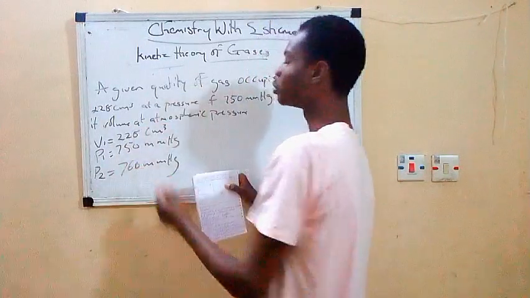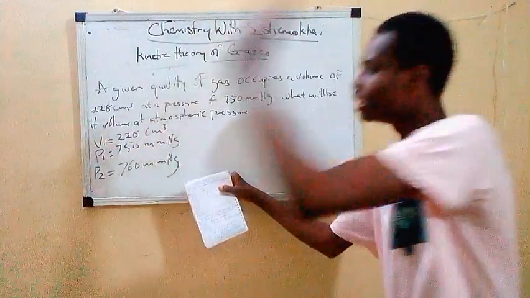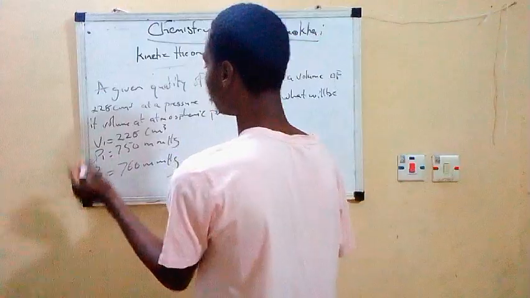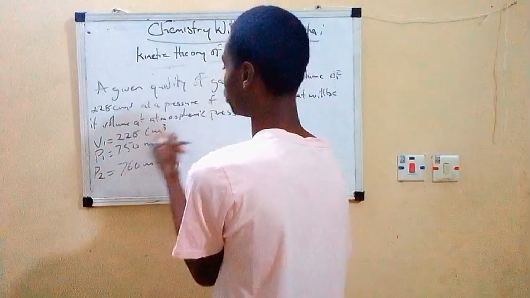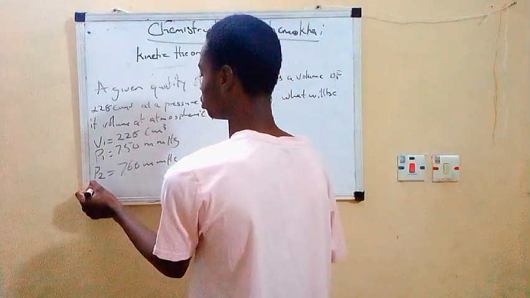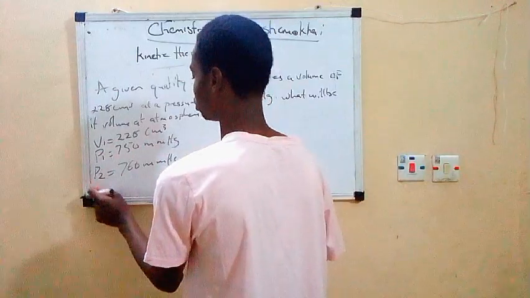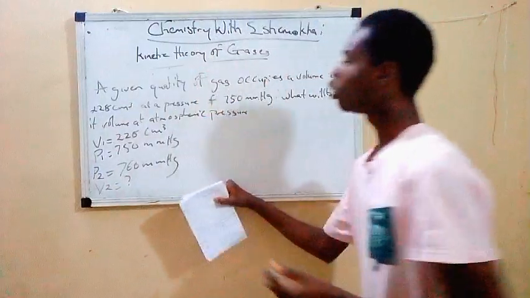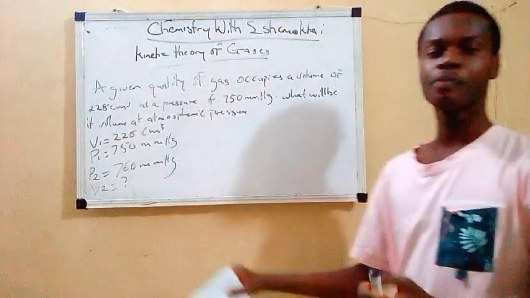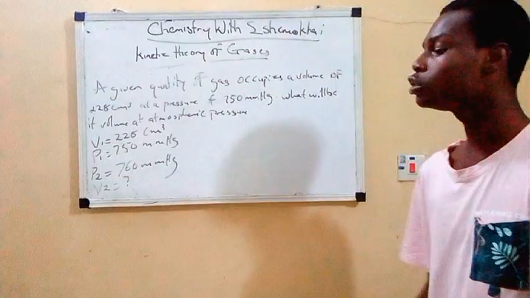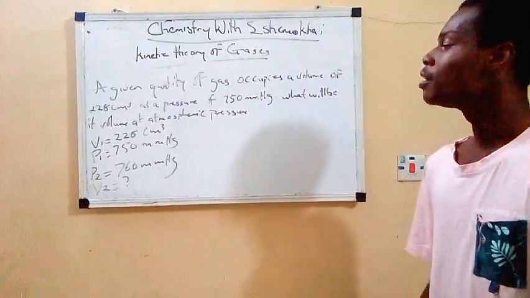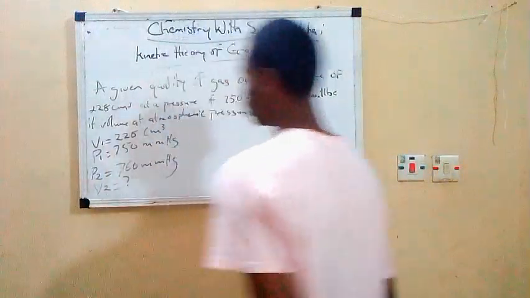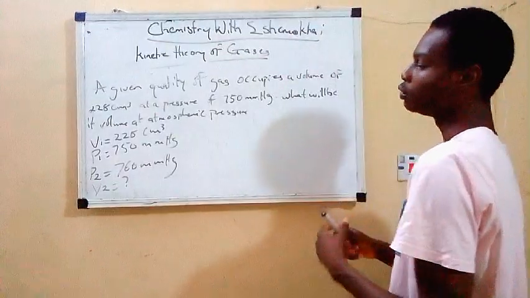So this is our atmospheric pressure. Everywhere in the world, this is atmospheric pressure. So know this, that this is atmospheric pressure. Then we have what? V2. For V2, they said what will be its volume at atmospheric pressure. So they did not give us V2. And I told you before, the formula for Boyle's law is P1 V1 equals to P2 V2.